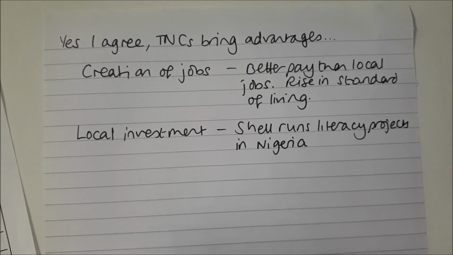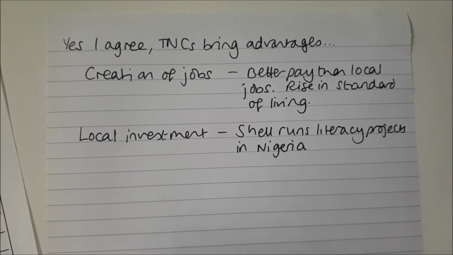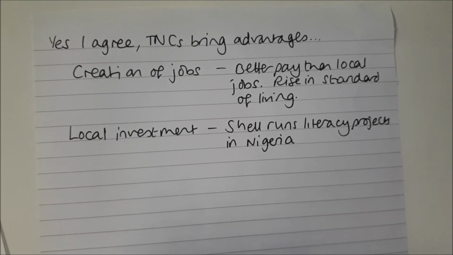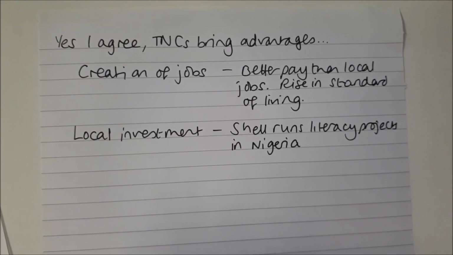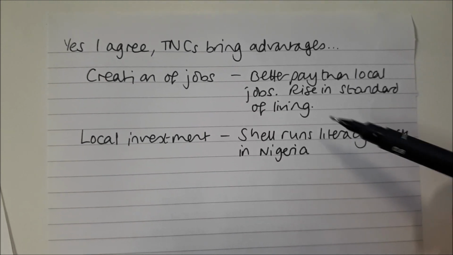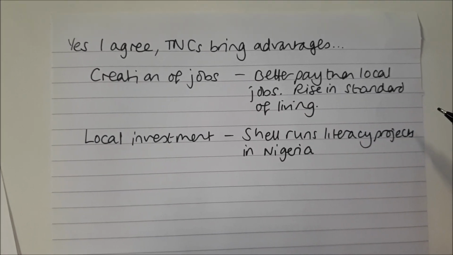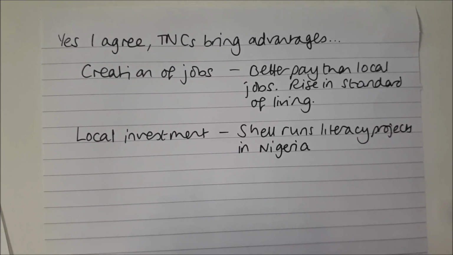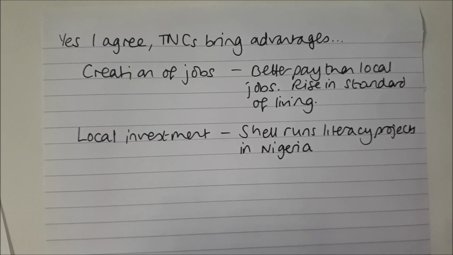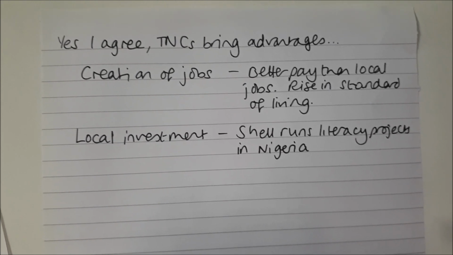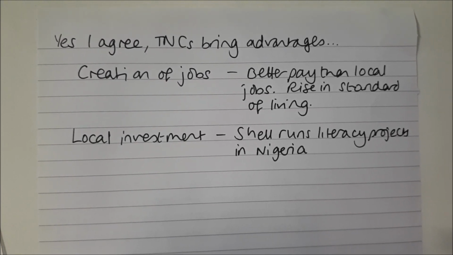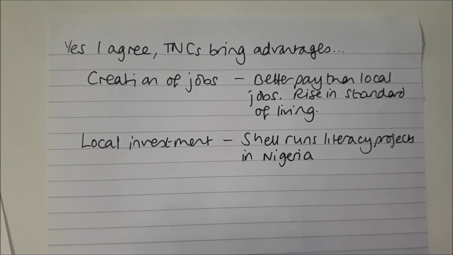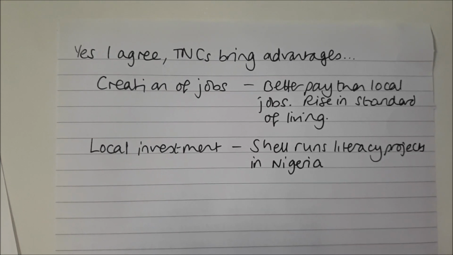So the statement is TNCs only bring advantages to the host country. Let's look at the agree section first. So we're saying, yes, I agree, they bring advantages. They create jobs. This is going to pay better than other local jobs. This could create a rise in the standard of living for people who have those jobs. There's also local investment by TNCs. So you learnt in your lesson about Shell, who run a literacy project in Nigeria with the communities that they work within. That's going to increase the literacy rate in Nigeria.